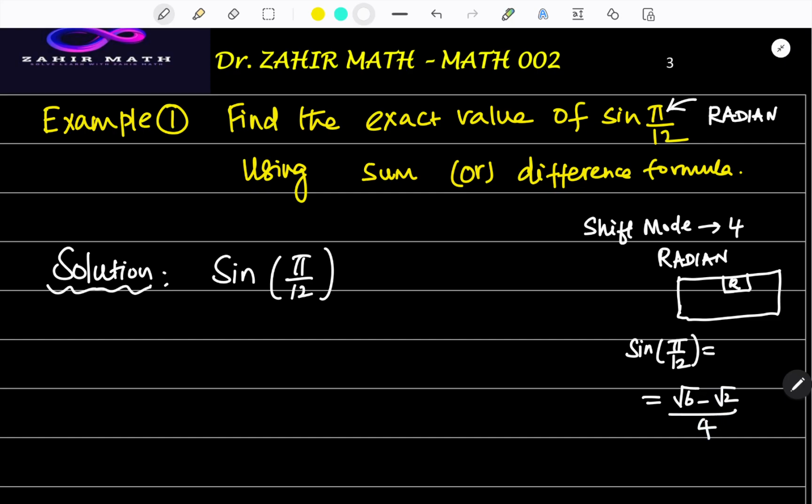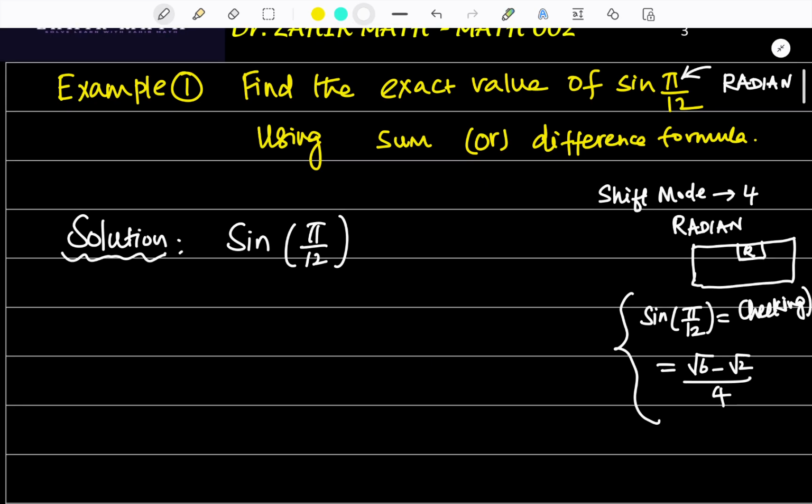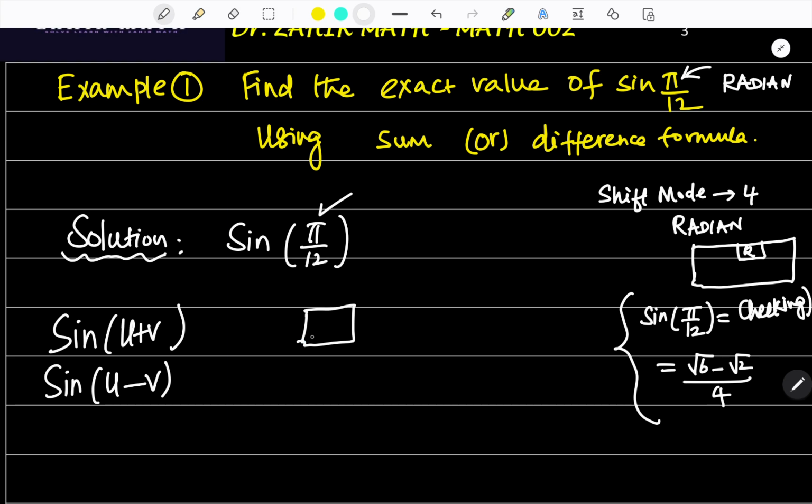But you should not write the answer directly. Keep in your mind, this is only for checking your answer. You should use the formula, right? Pi by 12, how can I use this, teacher? You have to use either sine a plus b formula, or sine u plus v formula, or sine u minus v formula. How do I know I should use u plus v or u minus v? The question comes in a mind. Because pi by 12, I don't know. I want to make two things so that I will get pi by 12. How can I think this one, pi by 12? It's really very difficult, right?